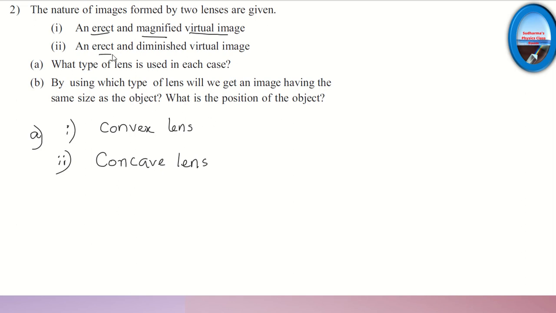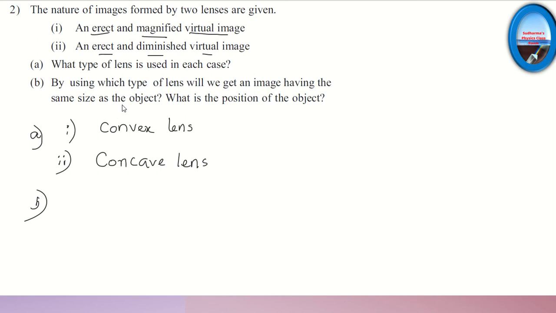So erect, diminished virtual image. Diminished virtual image is given by concave lens and magnified virtual image is given by convex lens. Now, question B. By using which type of lens will we get an image having the same size as the object? What is the position of the object?